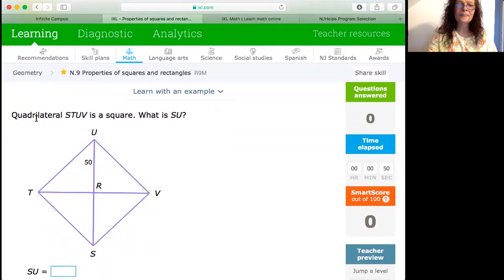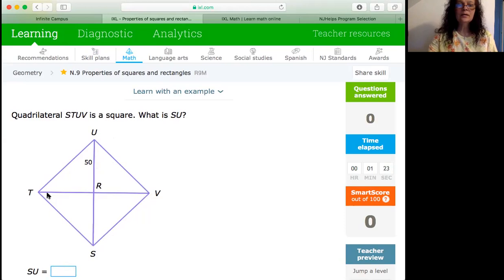All right, quadrilateral STUV. STUV, this quad means 4, is a square. What do you know about a square? A square is a rhombus because all sides are congruent, and it is also a rectangle because the 4 angles are right angles, okay? What is SU?